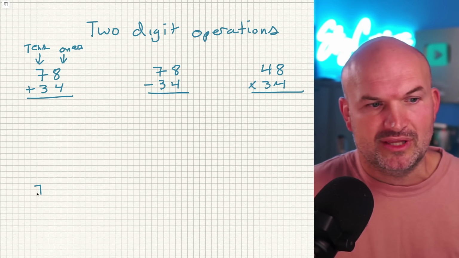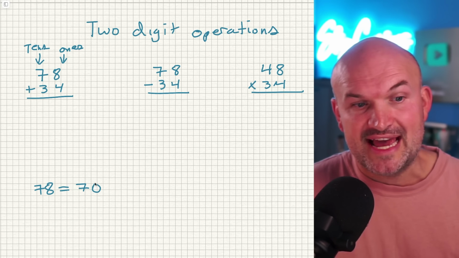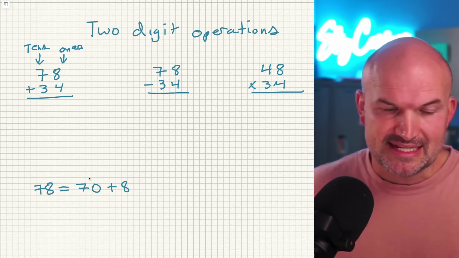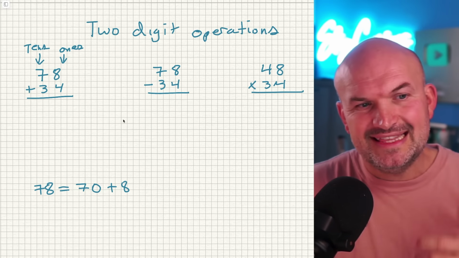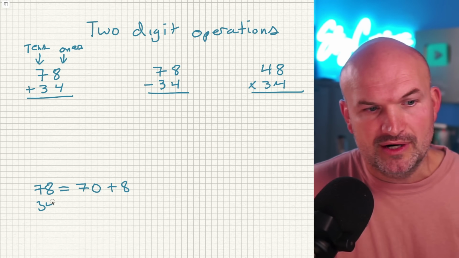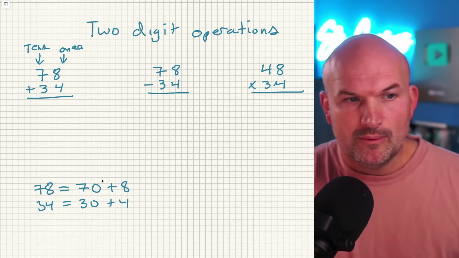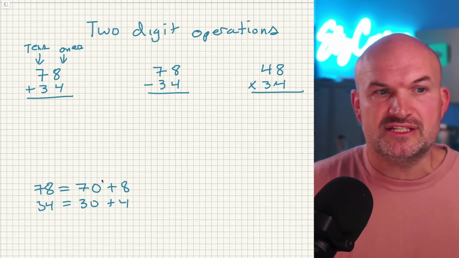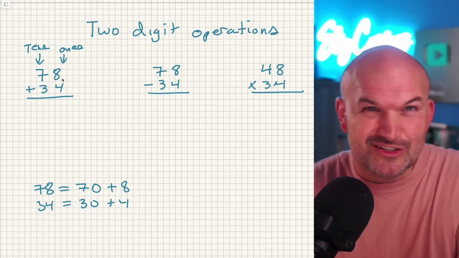So if I look at a number like 78, I can think of that as 7 tens, which would be 70, plus 8 ones, right? So I'm breaking it down into how many tens I have plus the ones. And the same thing, 34 is the same thing as 30 plus 4. So when I want to think about doing my operations, what I'm simply going to do is just do the operations separately. Because yes, I grew up like many of you probably, and they still teach this in school.